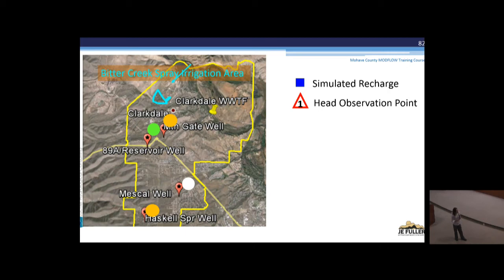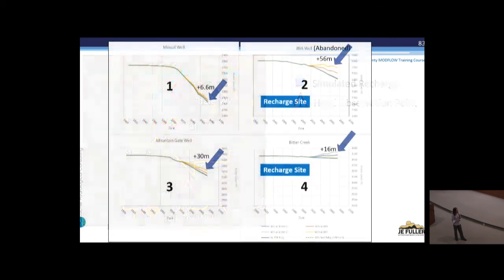So the question that we wanted to answer with the simulations is, what if we recharge at either this abandoned well or right next to where we've got a storage tank and plumbing already, which is kind of close to the Verde River? So we put recharge cells in there and simulated recharge and monitored heads in these other important places that we're still pumping, by the way. Those are the head observation points. And here's what we saw.